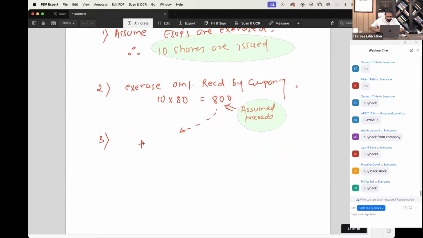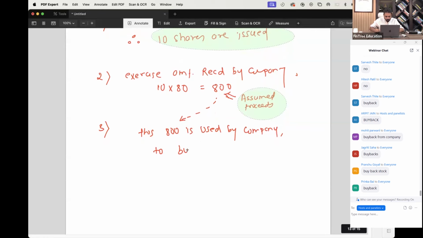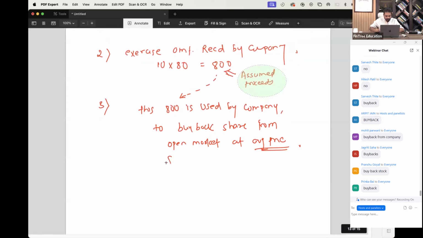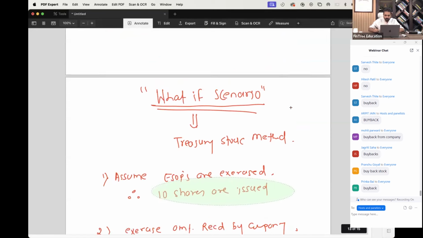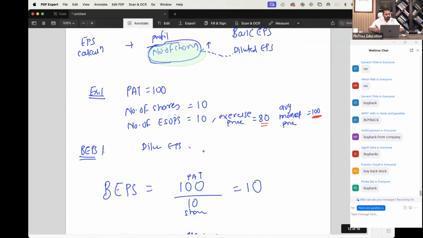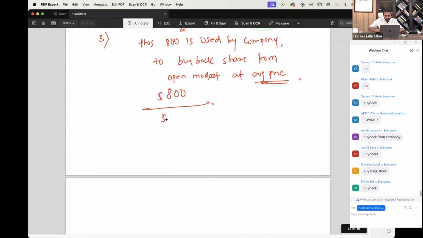that this 800 is used by the company. The company says, here we don't want this money. We're going to use it to buy back shares from the open market. It's an assumption, it's not really happening, at the average price. If I have $800 with me and the average price of the share during the year is 100, how many shares will I be able to buy back? 8 shares.